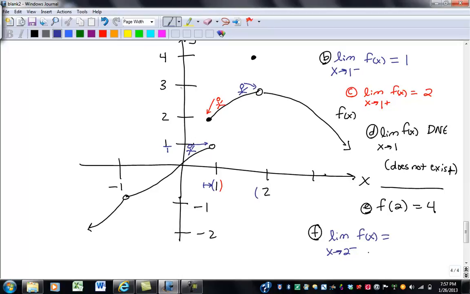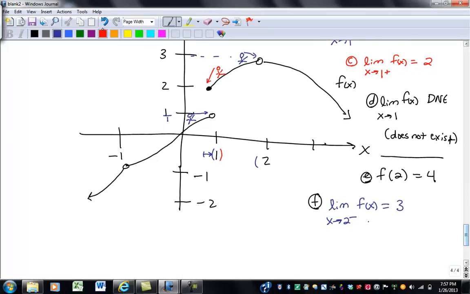As I walk towards the number 2, it looks like the y value is going to happen at 3. So even though the y value is really up here at 4, and there's a hole there, if I look ahead, it looks like the graph will go to y equals 3. That jump up to 4 is a surprise.